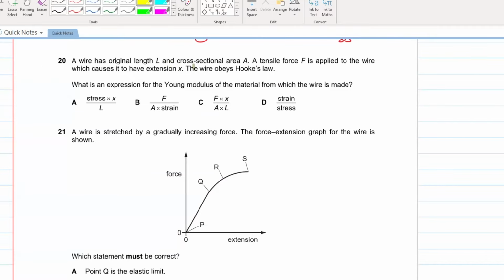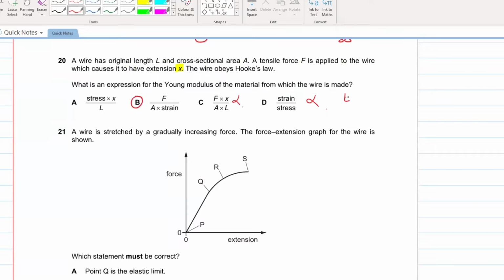A wire has length L and cross-sectional area A. A tensile force F is applied to the wire, which causes it to have extension of X, perfect. The wire obeys Hooke's law. What is an expression for the Young's modulus of the material from which the wire is made? What can be the expression for Young's modulus? Stress divided by strain is your Young's modulus. So this cannot be your option. This also cannot be your option. B is your option. Why?